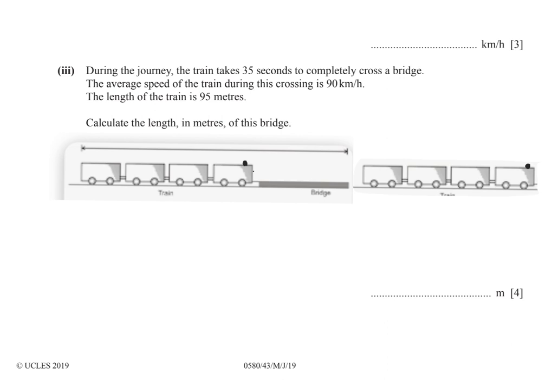Now we have the speed 90 kilometers per hour and we have the time 35 seconds, so we can find the distance, but we need to convert the speed from kilometers per hour to meter per second. Now to convert from kilometers per hour to meter per second, multiply by 5 over 18, so 90 times 5 over 18 equals 25, so 25 meter per second.